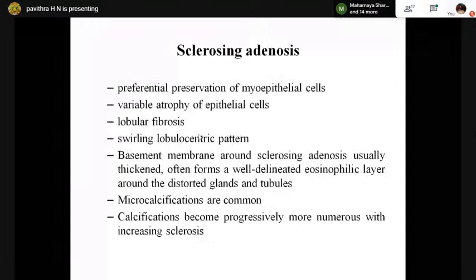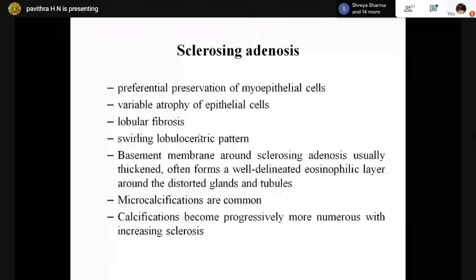So you can see there is a lobulocentric proliferation of the ductules and the glands, and both the layers will be present in this. This is the epithelial layer, and around them will be the myoepithelial layer. In these cells, you can see there is a distinct basement membrane also. Along with that, there is stromal fibrosis, which is causing distortion of these proliferating tubules also.